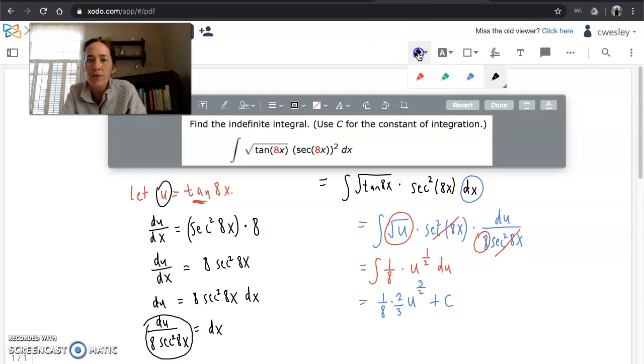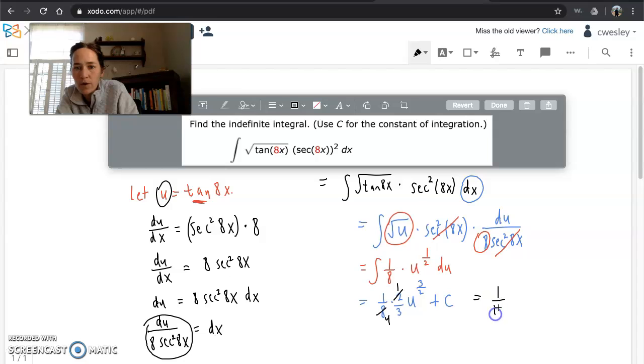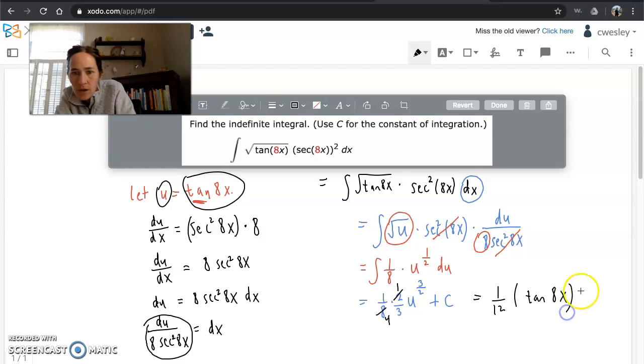And now I think we should simplify and plug back in for u. So 1/8 times 2/3, I know 2 goes into 8 4 times. You get 1/12. And instead of u, I have to go back to what I need to write, tangent of 8x. So we'll put parentheses, tangent of 8x to the 3/2, and plus the c at the end, and that should do the trick.